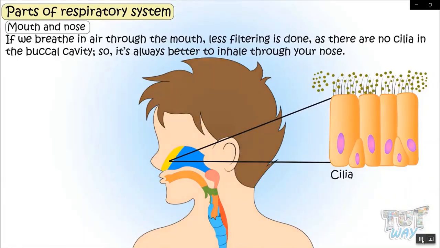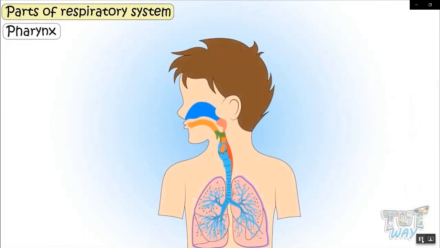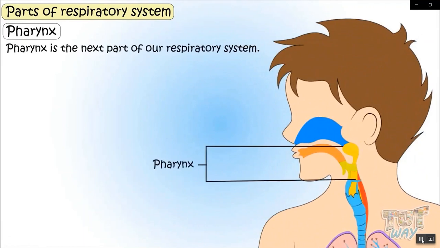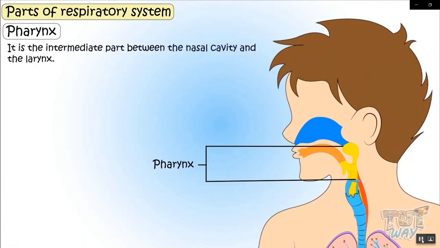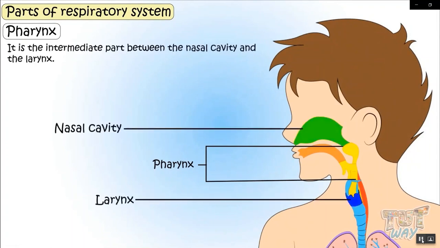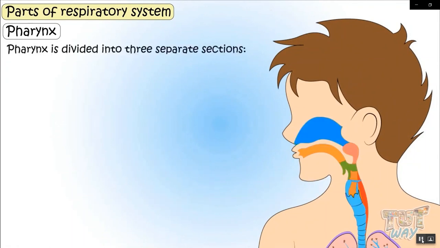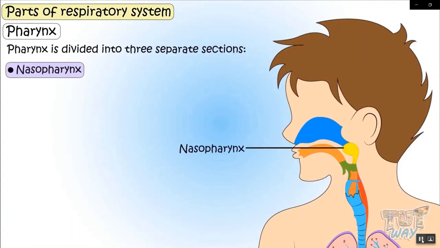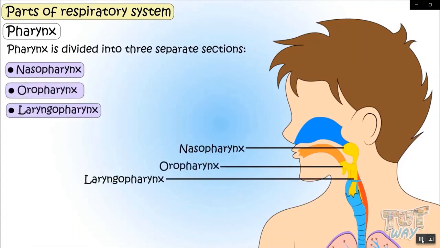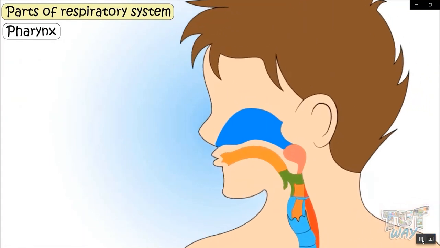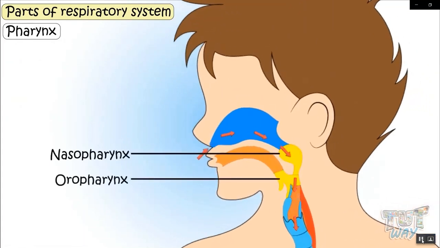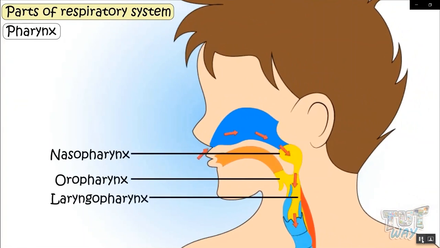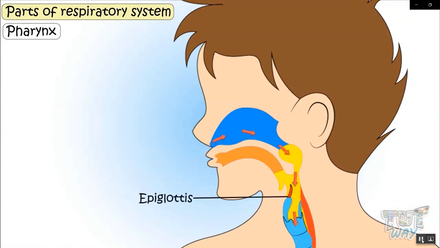The next part we will learn is the pharynx, or simply the throat. Pharynx is the intermediate part between the nasal cavity and the larynx. It is divided into 3 separate sections: nasopharynx, oropharynx, and laryngopharynx. Air travels through the nasopharynx and oropharynx and reaches the laryngopharynx. Once the air reaches the laryngopharynx, the part called epiglottis diverts the air to the larynx.